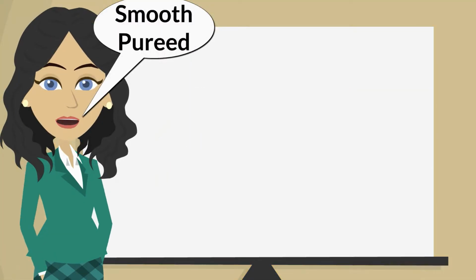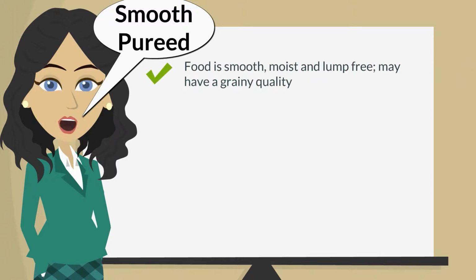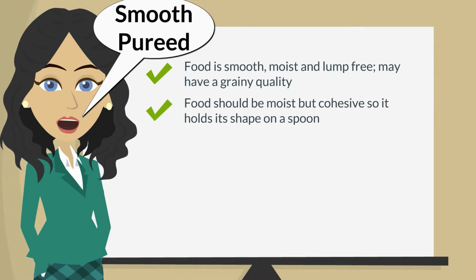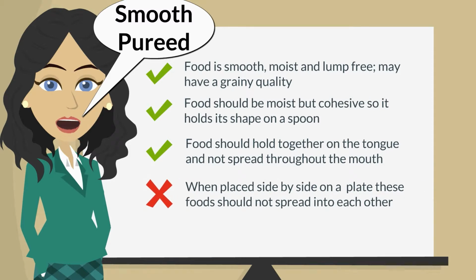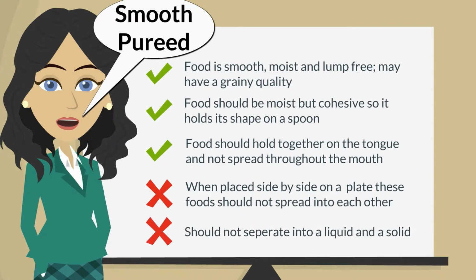The last of the diet textures is smooth pureed. On this diet, food is smooth, moist and lump-free, and it may have a grainy quality. Food should be moist but cohesive so it holds its shape on a spoon, and food should hold together on the tongue and not spread throughout the mouth. When placed side by side on a plate, these foods should not spread into each other, and they should not separate into a liquid and a solid.